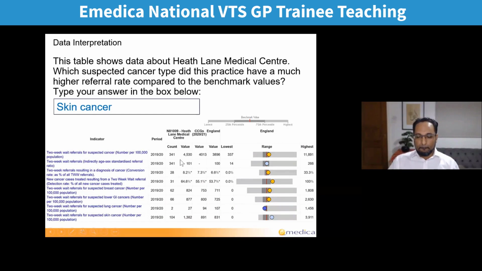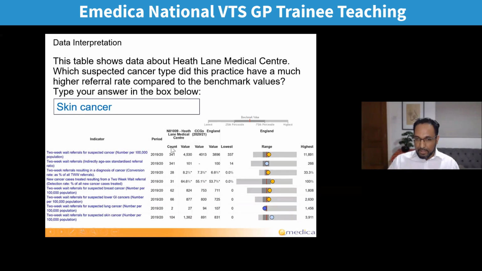And then if you look at the colors, they're standardized. So yellow means that it's similar to the benchmark, and you can see it's within this gray bit here, within the box. Blue normally means that this practice has numbers that are higher, and purple normally means this practice has numbers that are lower. So the question's asking, they've got a much higher referral rate.